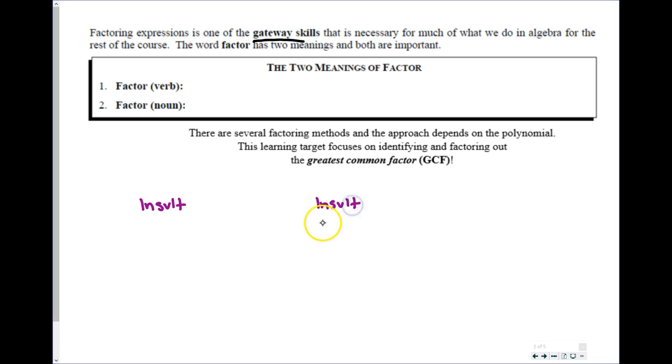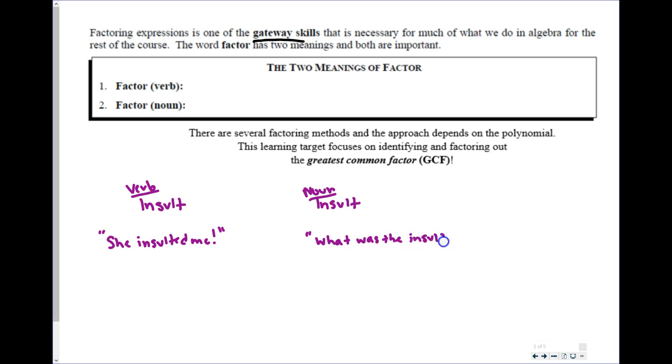Insult is one of those words in English that can be both a verb and a noun. Don't write this down. I'm just showing something to you. When I use insult as a verb, I could say something like, she insulted me. And that means she said something to hurt you, correct? But it can also be used as a noun. You could tell me, oh, she insulted me, and I might say, what was the insult?